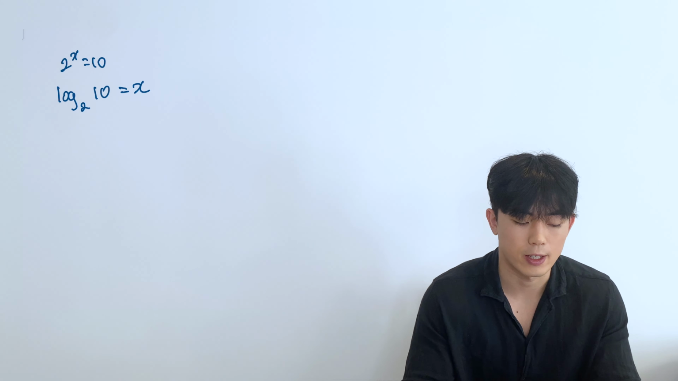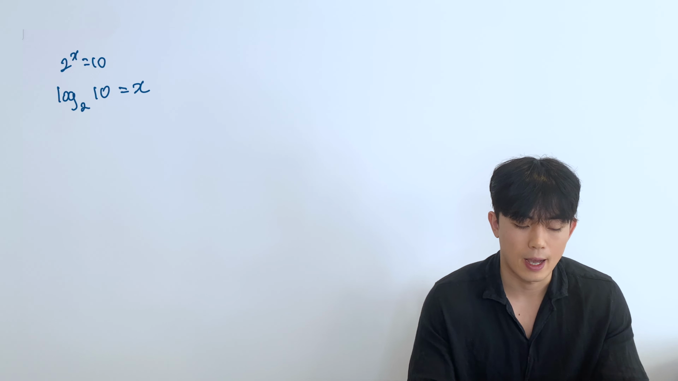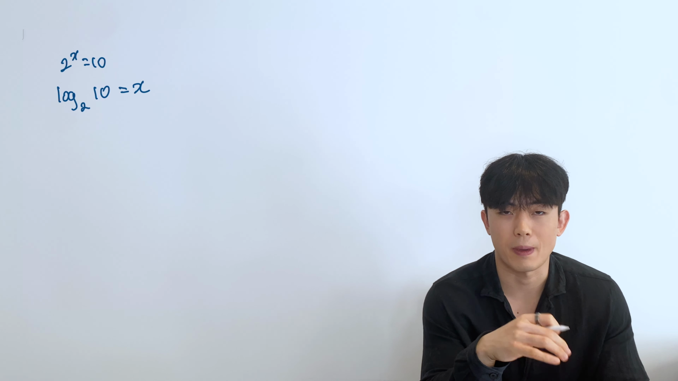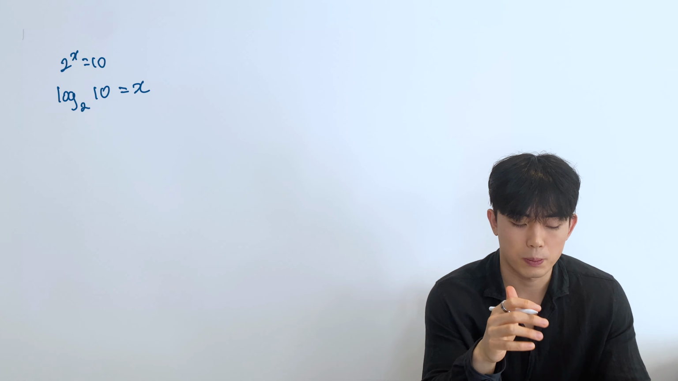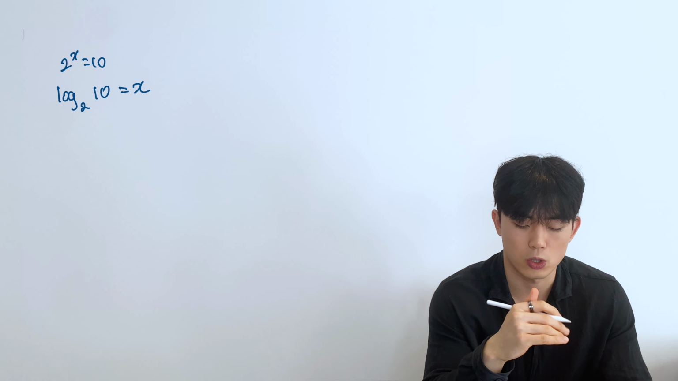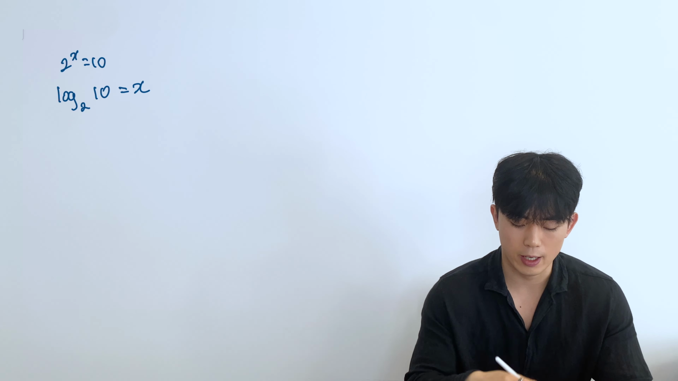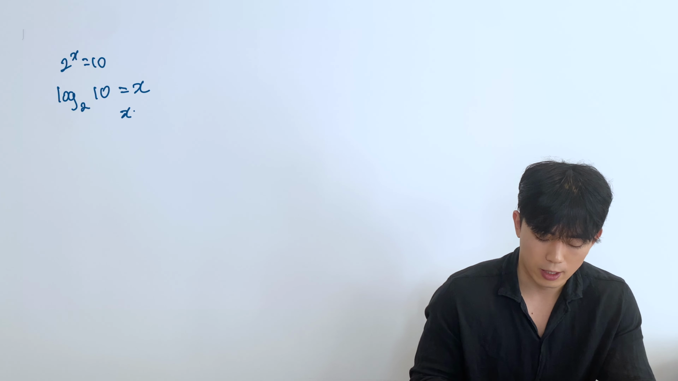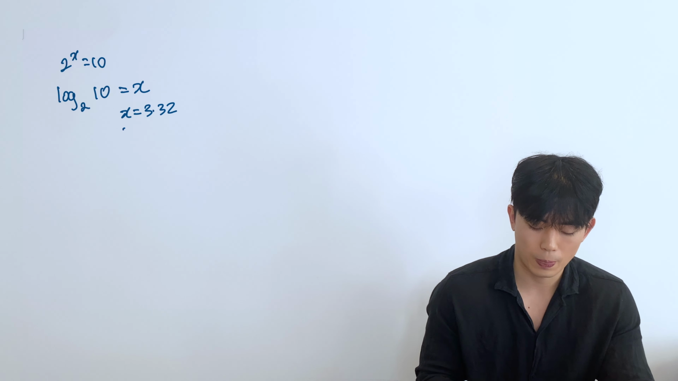So you should see in the calculator there's a log function button. And you can change the base and the values as you would want to. So if you plug in log 10 and change the base to 2, and press equals, then you get our x solution here. So x is equal to 3.32.